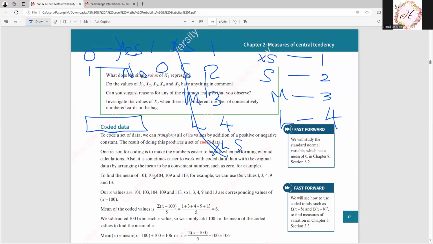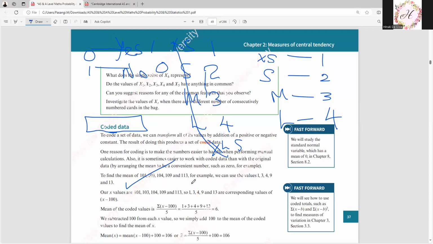So there's no uniqueness in that digit. Then they have coded it into 1, 3, 4, 9, and 13. These are the coded values. See, that's how it is. The numbers don't become large. Those numbers are easier to program. So here we have 1, 3, 4, 9, and 13. It's clear, right? Then the answers that we get, we'll have to change them as well.